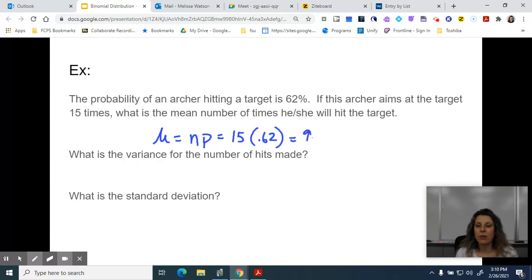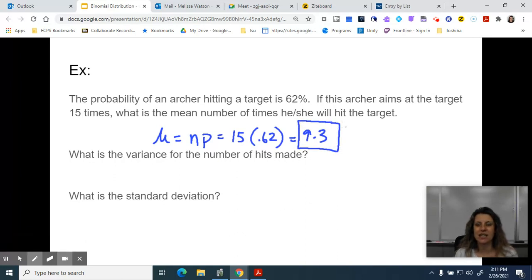I get 9.3. Now, even though we either hit the target 9 times or we hit the target 10 times, our average does not have to be a number in the data set. So on average, she would hit the target 9.3 times. I want to keep that, right? Our rounding rules, we keep at least 1 decimal place.